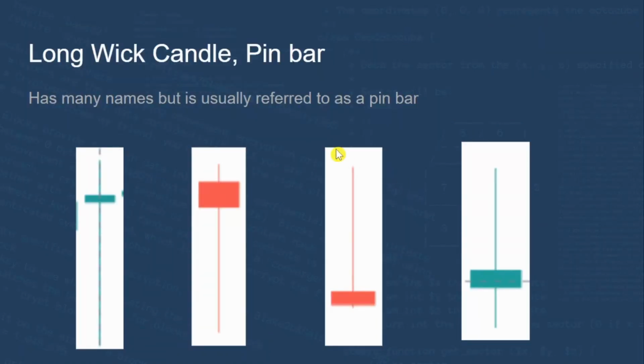What we are looking for is the long wick candle, also known as the pin bar. As we can see, it has a small body and a long tail. Small body, long tail. Or the other direction, small body, long tail. We are not too worried about what color it is.